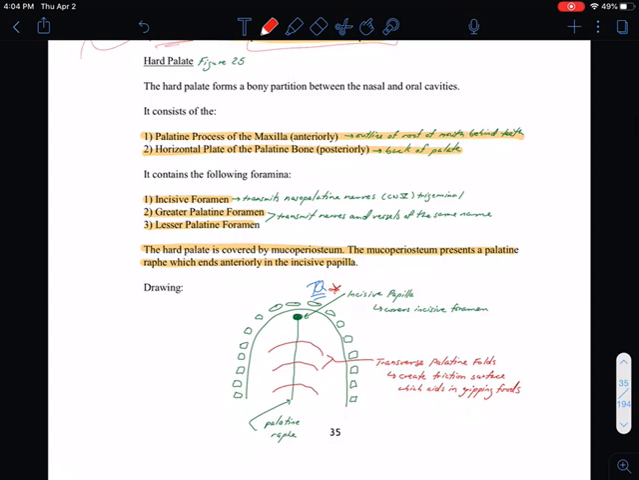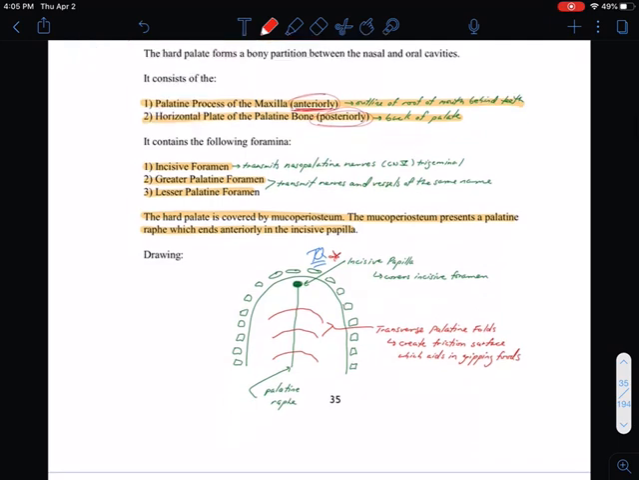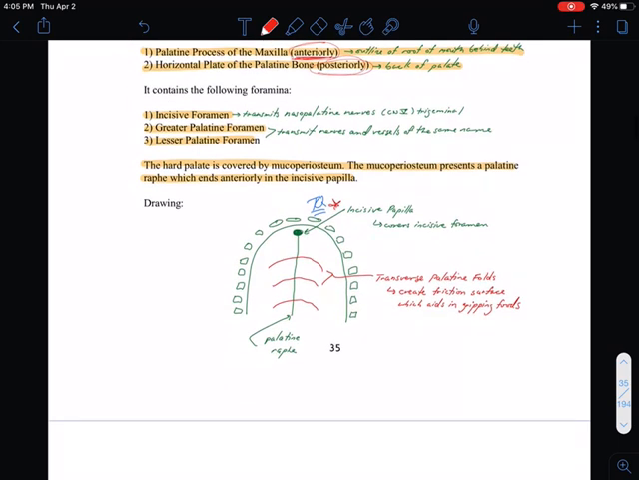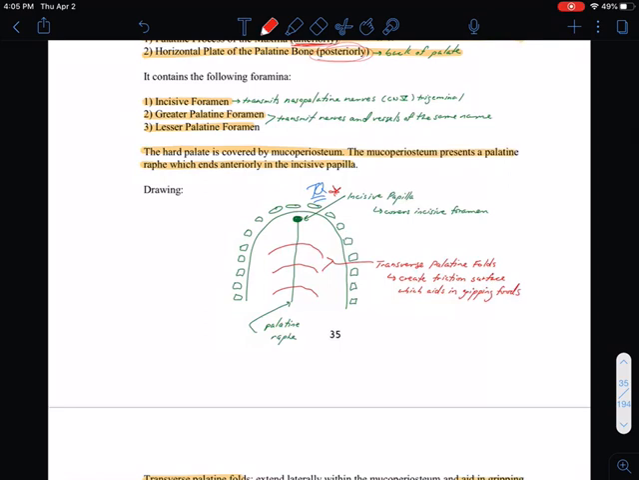Now we're getting a little specific with the hard palate here. It consists of the palatine process of the maxilla. That's going to be anteriorly. That's the most important thing there, palatine process anteriorly. And the horizontal plate, the palatine bone, and that is posteriorly. We have a couple foramina, incisive, greater palatine, lesser palatine. Incisive tends to be the one that is tested more frequently.